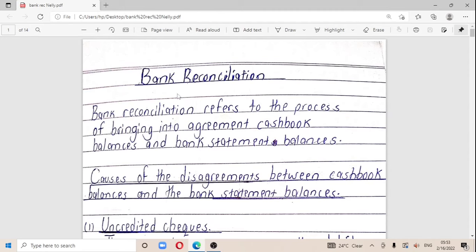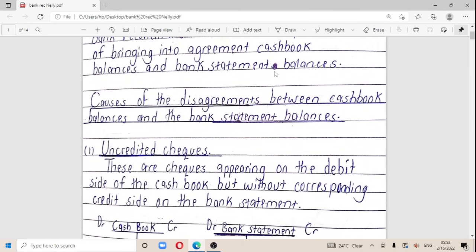So starting off with bank reconciliation, bank reconciliation simply refers to the process of bringing into agreement the cash book balances and the bank statement balances. So having known that, I get to look at some of the causes of the disagreements between cash book balances and the bank statement balances.